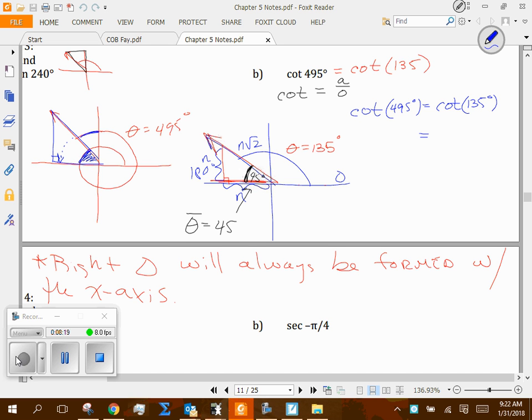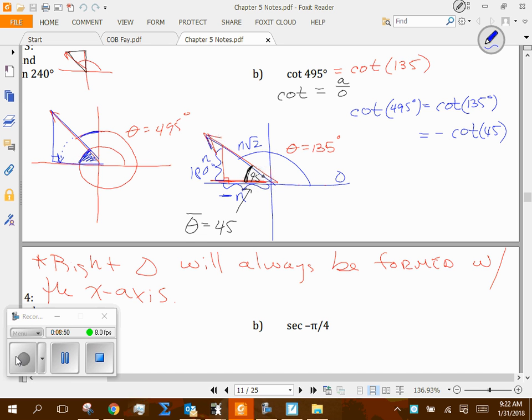I'm going to write this, and there's different ways you can interpret this, but tangent in the second quadrant is what kind of number? It's negative, right? Okay? Because the adjacent side is negative, right? So the cotangent of 495 is the exact same thing as the cotangent of 135, which is the exact same thing as the cotangent of 45, but negative. Does that kind of make sense?